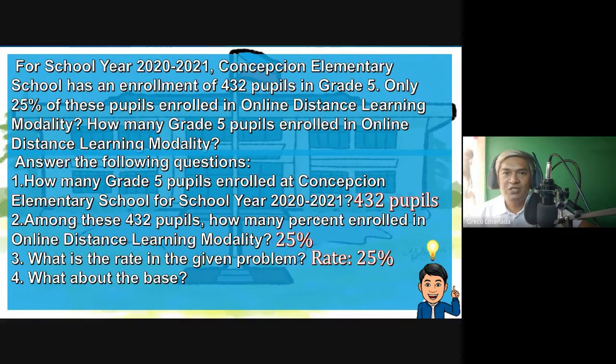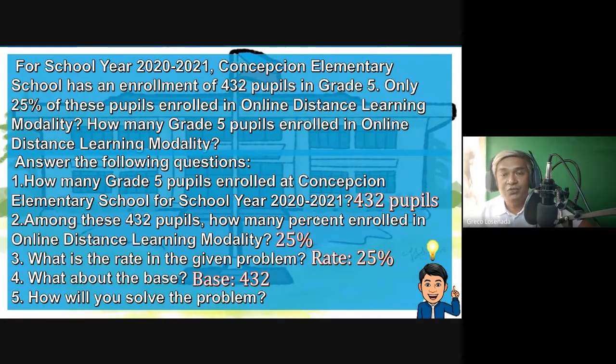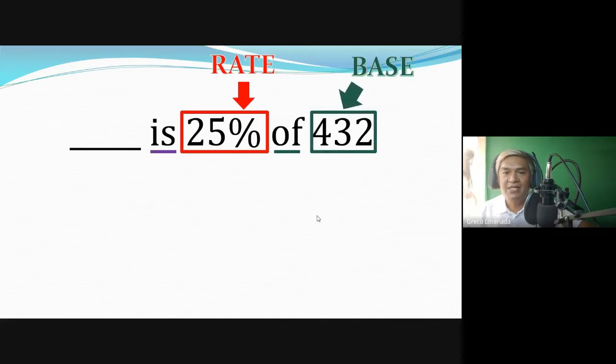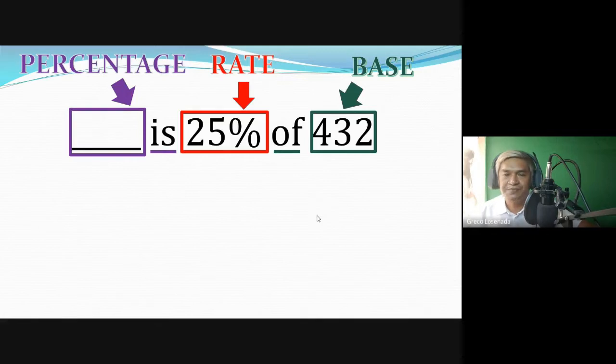We have this question. What about the base? You are correct. The base is 432. Then the last question, how will you solve this problem? Yes, you have to find the percentage in the problem. Let's have this mathematical statement based on the given problem. So what is 25% of 432? 25% here is the rate and the base is 432 and the missing number here is the percentage.